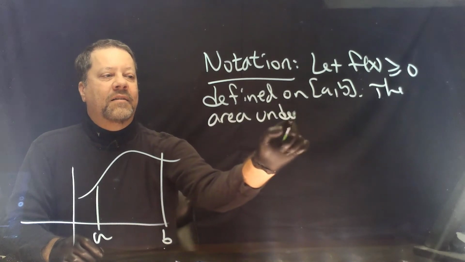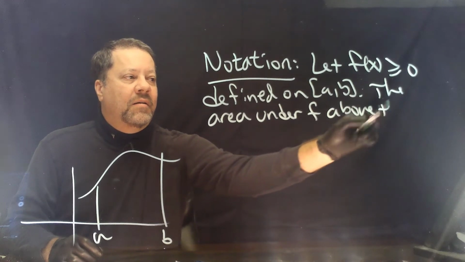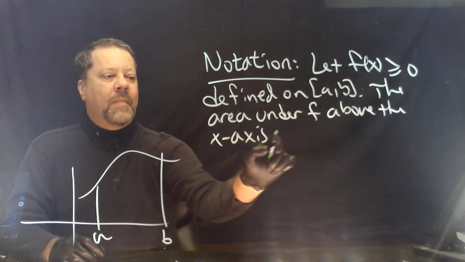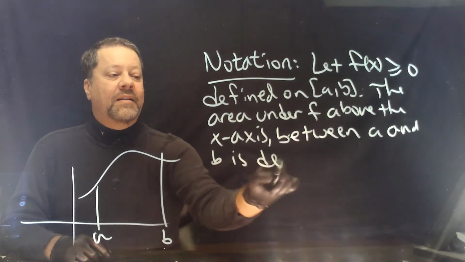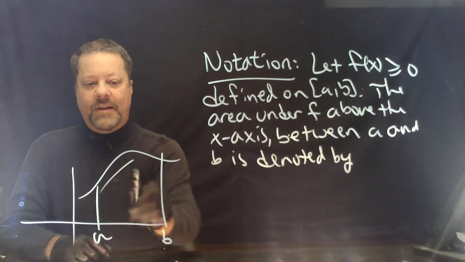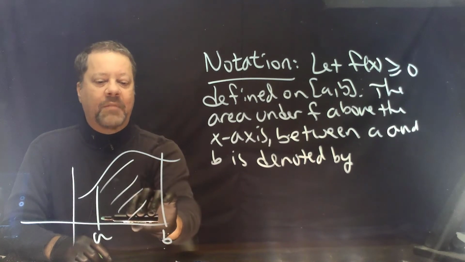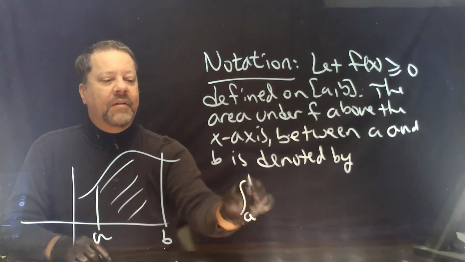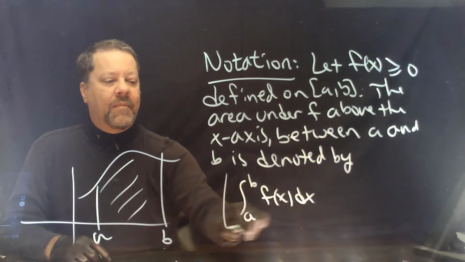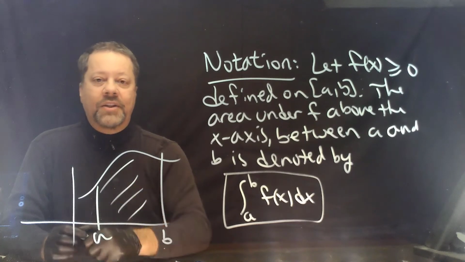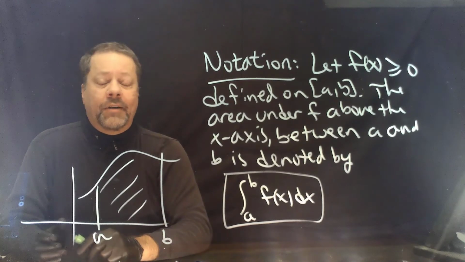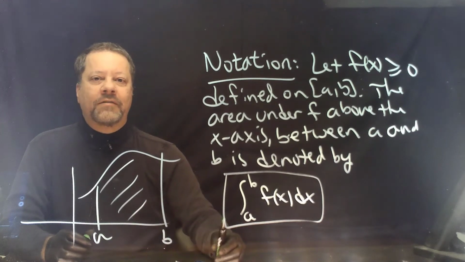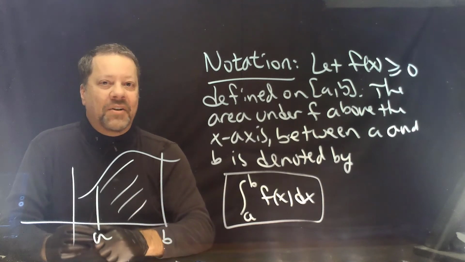The area under f above the x-axis, that is between A and B, is denoted by, and we're talking about this region here, that area under the curve f above the x-axis between A and B. It's denoted by this symbol. As far as you're concerned, that's just the notation for what this means: the area under the curve between A and B. This is the usual notation from Calculus 1. But we're not expecting you to know anything more from Calculus 1 about this, other than it represents the area of the undergraph.